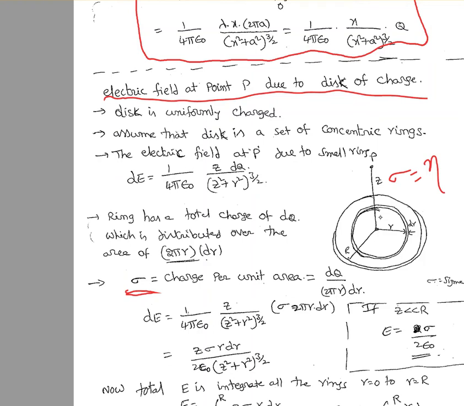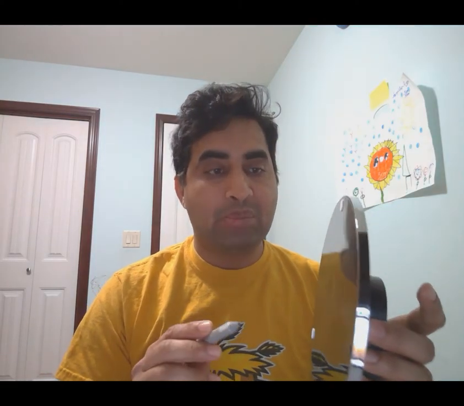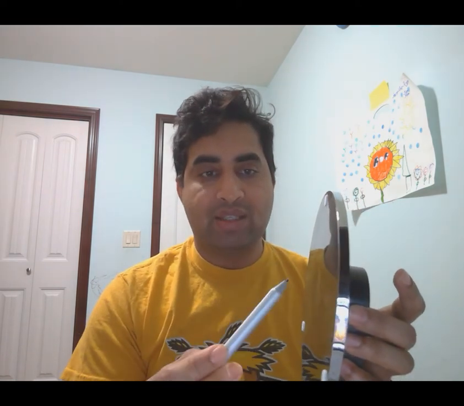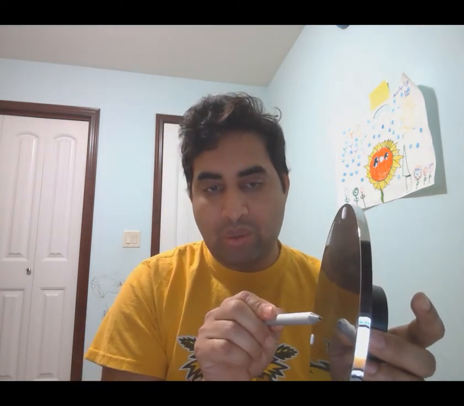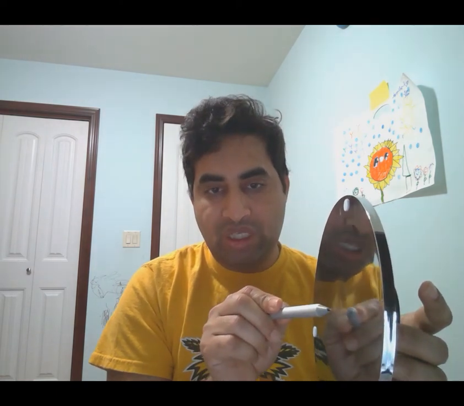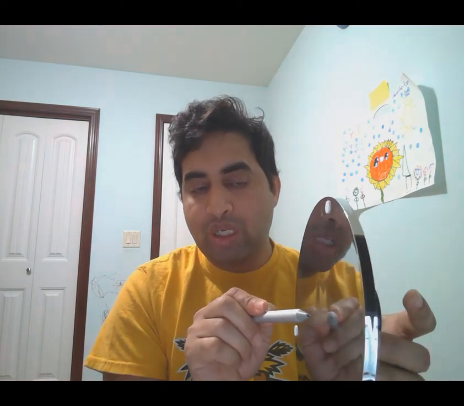So I'm trying to find the electric field at point P, which is a distance z away. So you need to assume three dimensions. If you look at the disk I'm placing here, this is the z-axis, the y-axis, and this is the x-axis. I'm trying to find the electric field at point P, very close to the disk, anywhere right here, very close to the disk.